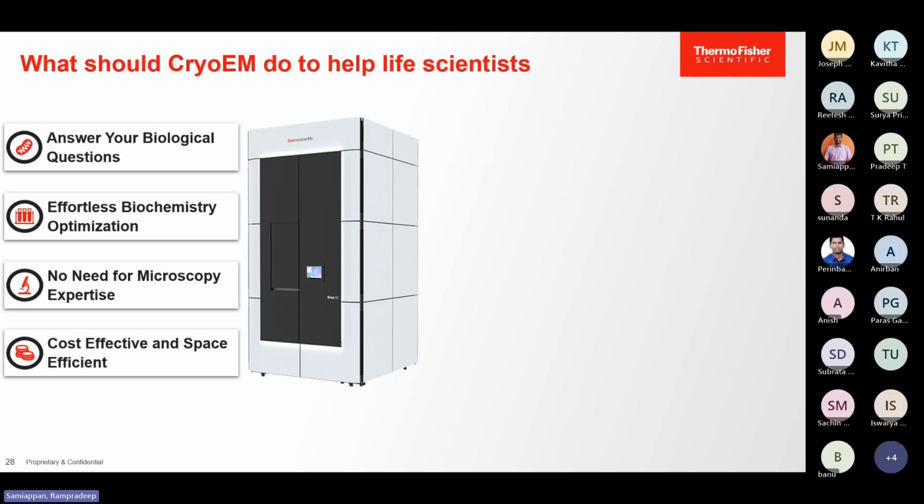So now we know what is negative stain and how quickly we can screen and get results from negative stain. Now it's time to move to cryo-EM data. So the main objective is we can try to answer biological questions, and we can also do biochemistry optimization. And with the sophisticated equipment right now available in the market, there is no need for microscopy expertise. So anyone can quickly learn the technique and operate the microscope and go through the data collection process. But what's important is your sample optimization and sample preparation.